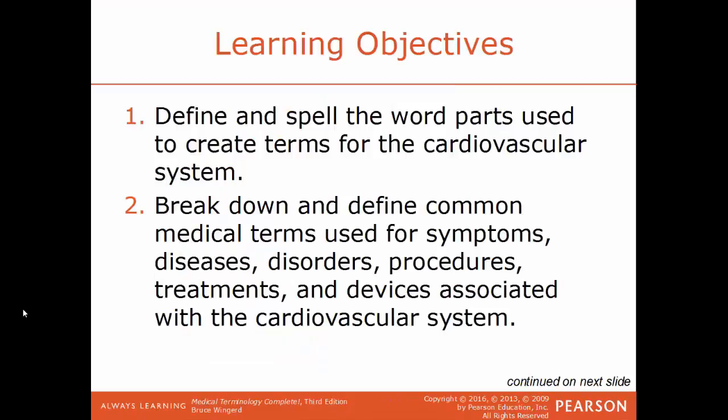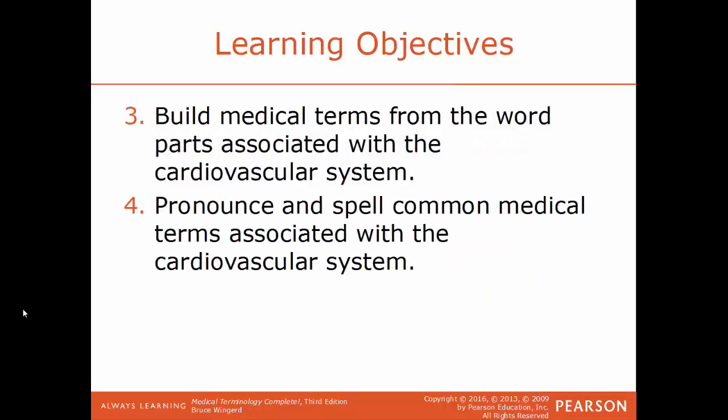Define and spell the word parts used to create terms for the cardiovascular system. Break down and define common medical terms used for symptoms, diseases, disorders, procedures, treatments, and devices associated with the cardiovascular system. Build medical terms from the word parts associated with the system. And lastly, pronounce and spell common medical terms associated with the cardiovascular system.